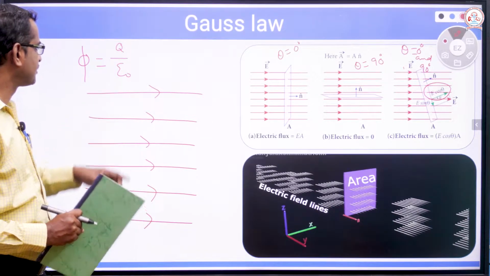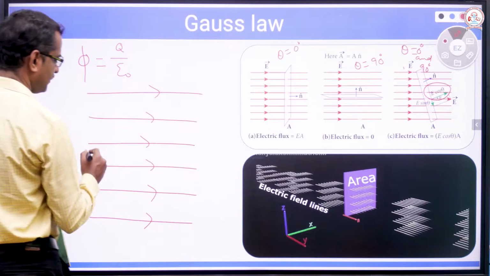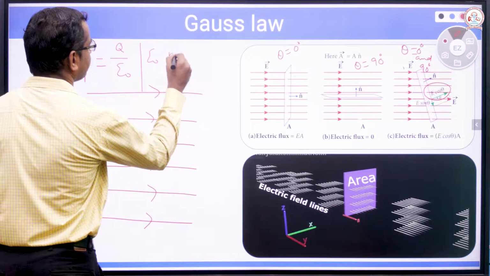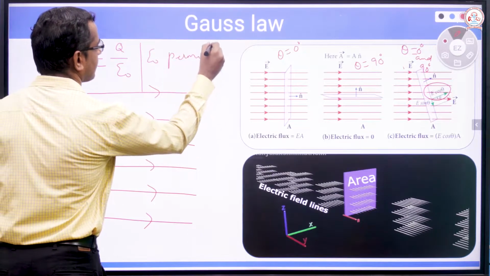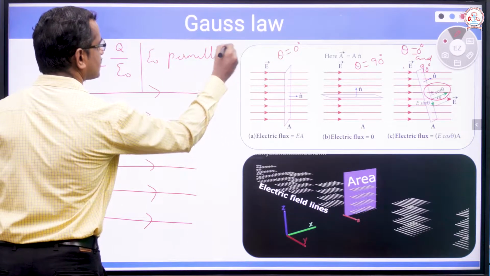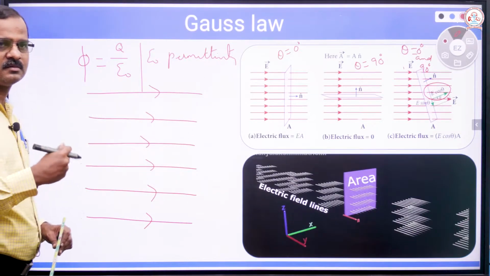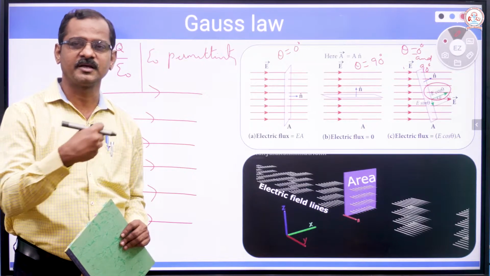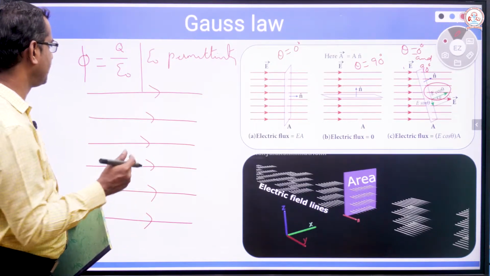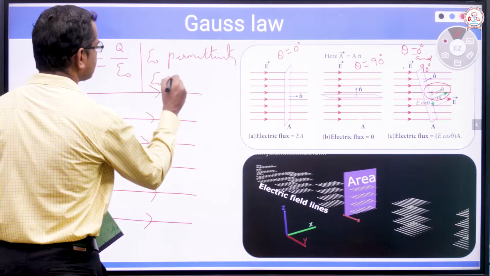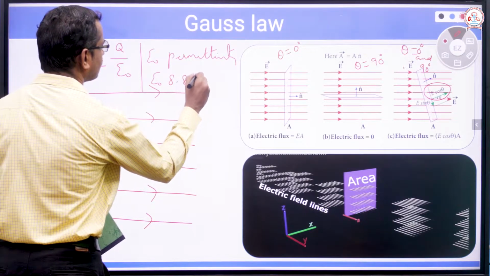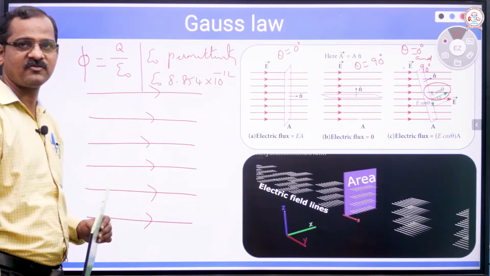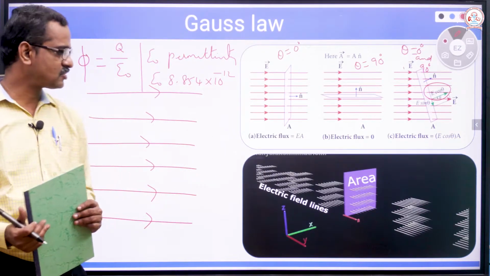This epsilon naught is permittivity. It is how much the medium will allow the electric force lines to pass through. That is permittivity, the allowing nature of the medium. Epsilon naught value is 8.854 into 10 power minus 12.